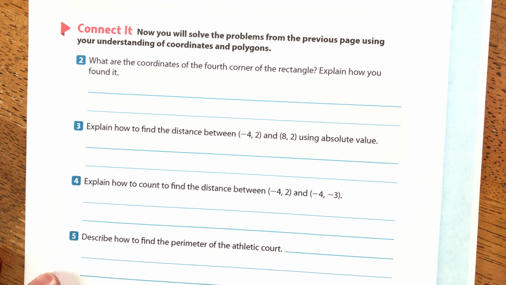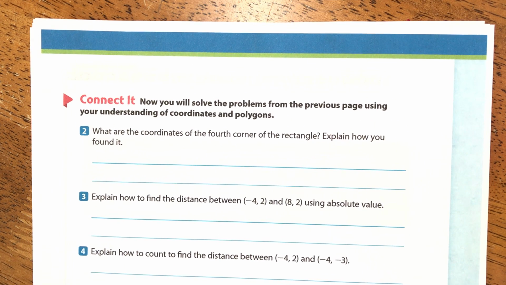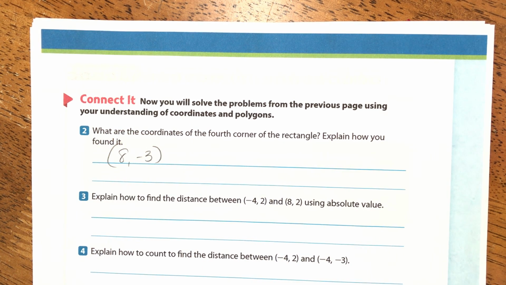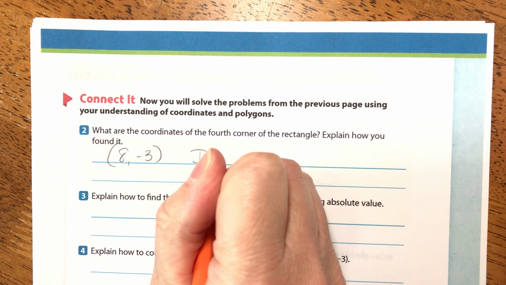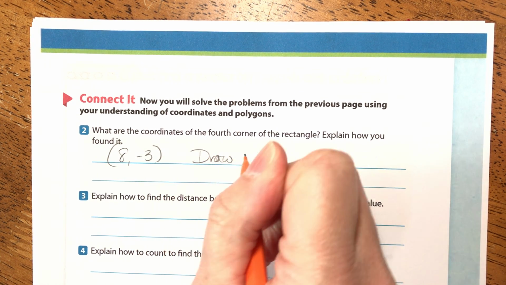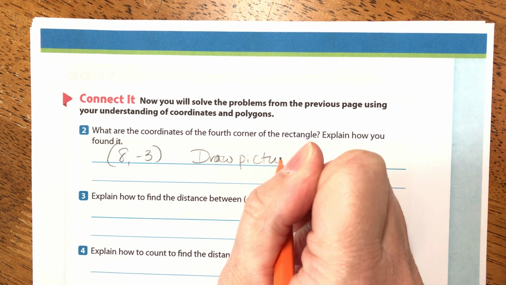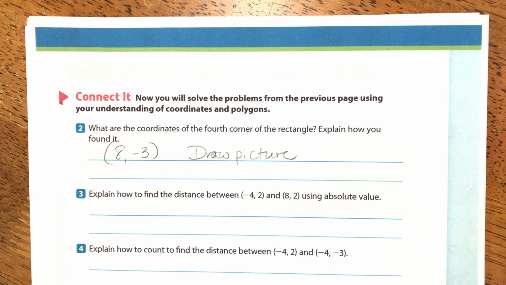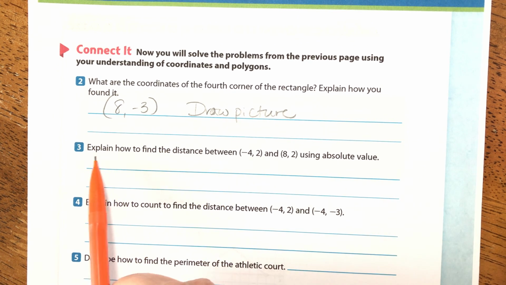Okay. What are the coordinates of the fourth corner of the rectangle? Okay. Explain how you found it. Well, I think the easiest way to do it is to draw the picture, right? Draw the picture. If we sketch that picture out, then we'll see where that fourth corner was. Okay, how about the next one?